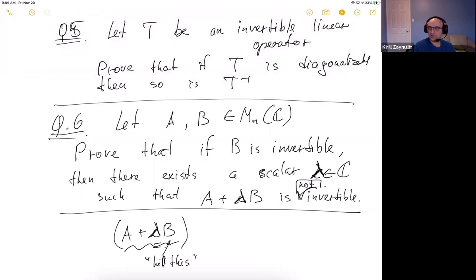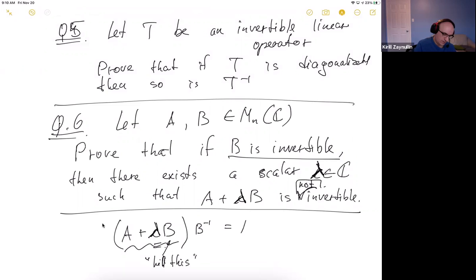How do you kill this? Well, what we can do is multiply it by the inverse of B. Look, B is invertible, so there exists an inverse, right? So for instance, we can just multiply this expression by the inverse. Then what do we get?